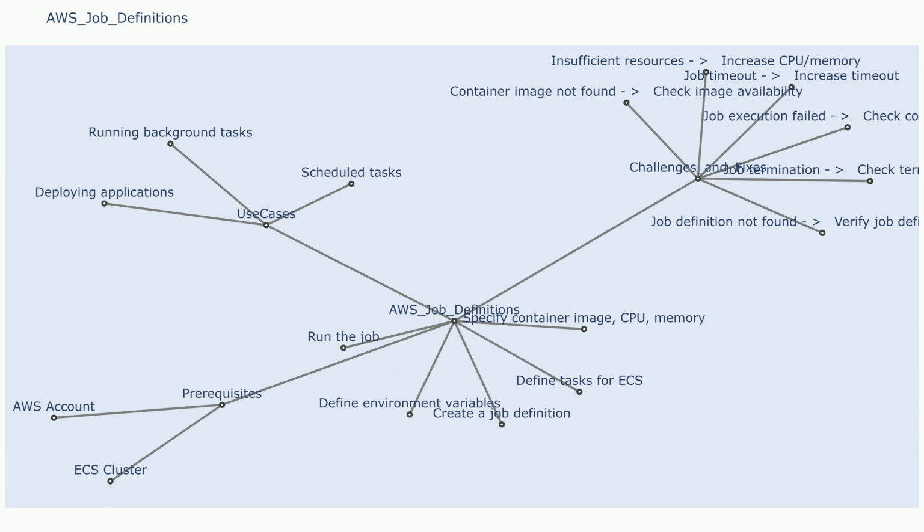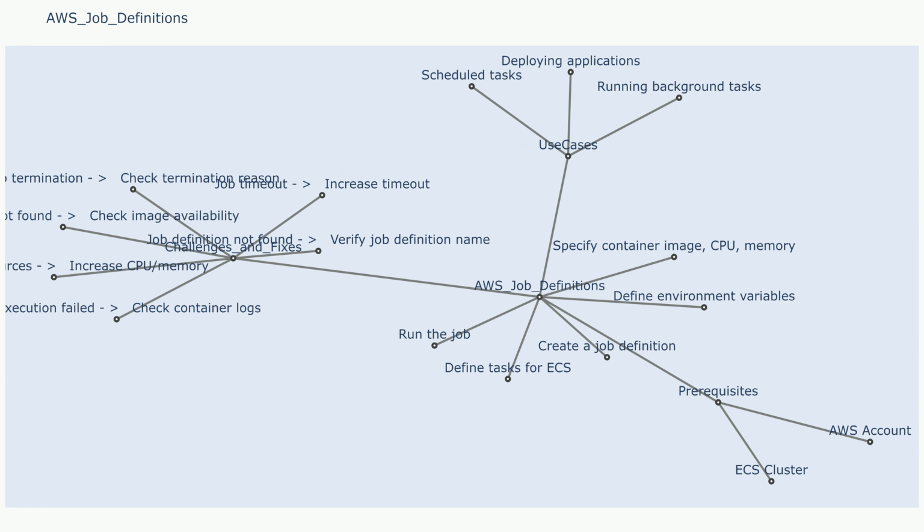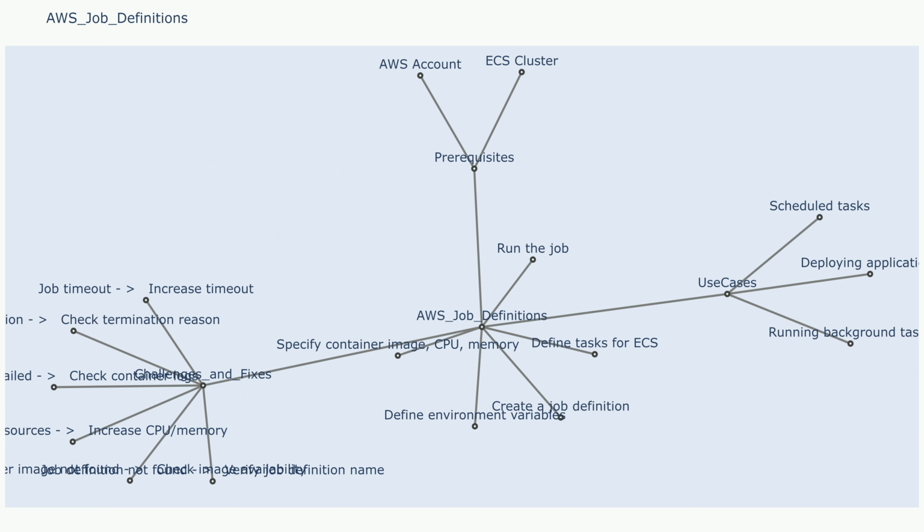Challenges and fixes: job definition not found. Verify job definition name. Double-check the name of the job definition you are referencing, ensuring it's spelled correctly and case-sensitive. Check if the job definition exists in the specified region. Ensure that the job definition is present in the AWS region where you are trying to run the task.